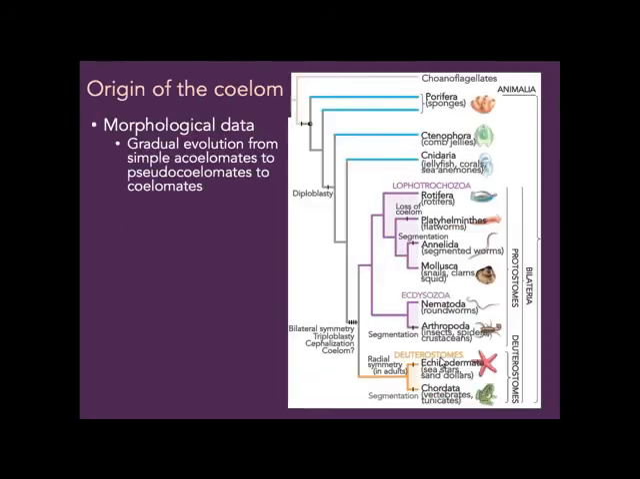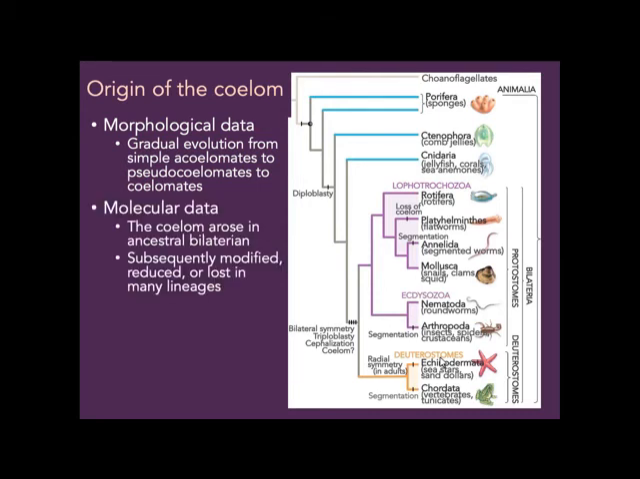All right, so if you look at the morphological data, it suggests some gradual evolution from simple acoelomates to pseudocoelomates to coelomates. However, if you look at the molecular data, so when I was in school, we learned that whether something had a coelom or not was really important for deciding where it was evolutionarily. We know now, though, that the coelom arose in some ancestral bilaterian, but then in each different lineage it could be modified, reduced, or even lost, okay?